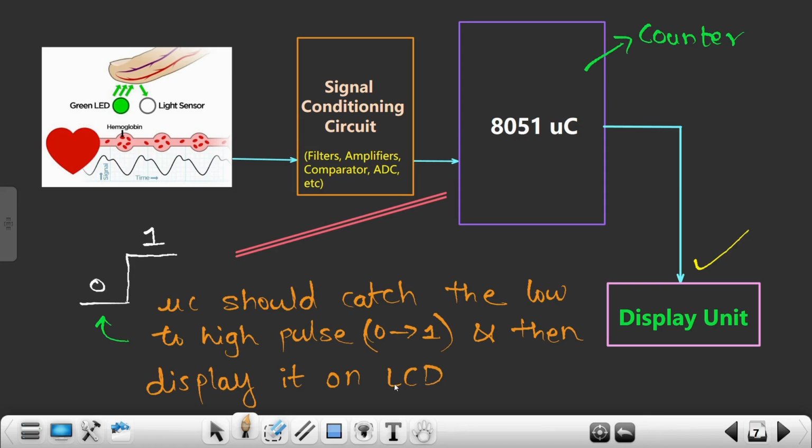Or if you want, you can also use a graphical LCD, an OLED display, anything, right? But to make it a little simple, I have only used an LCD, because it is quite easy to interface with any sort of microcontroller. So this is the exact idea.